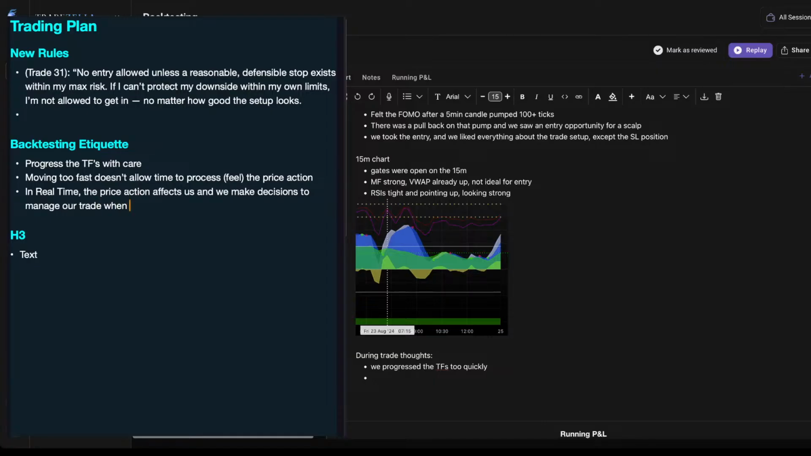When time is slowed down, we don't want to miss that opportunity. We don't want to take for granted the real time effect of managing a trade. We also don't want to overmanage, but there's something to be said about this.